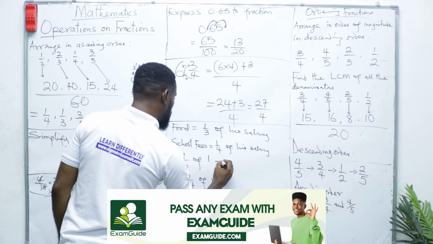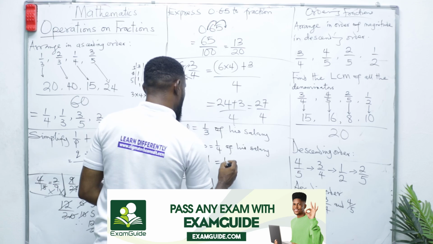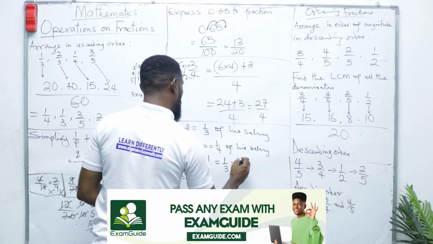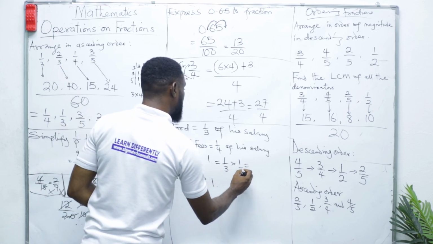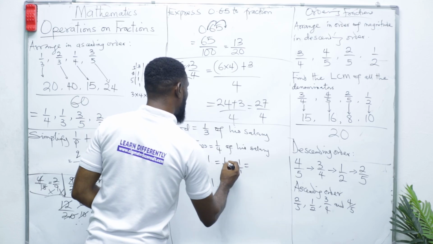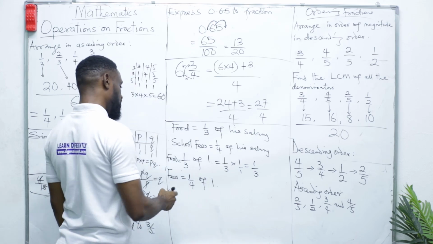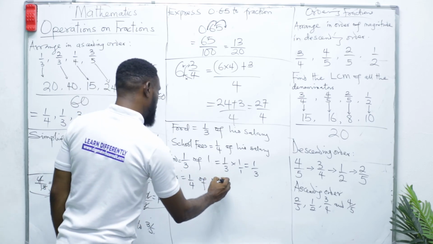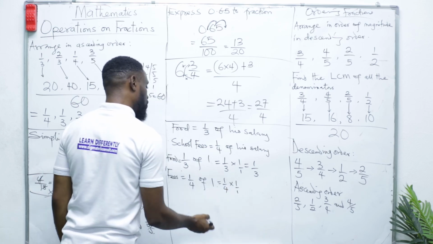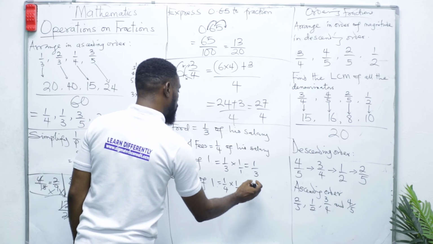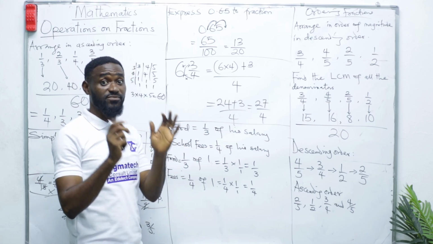So this will be equal to, anytime in mathematics you see of, it means times. So this is 1/3 times 1. Do you get that? So this will be equal to 1. Remember the rule, 1 times 1, 3 times 1. So 1 times 1 is what? 1. 3 times 1 is what? 3. Do you understand that now? Why for this one, this will now be equal to 1/4 times 1. So 1 times 1 is equal to 1. 4 times 1 is equal to 4. Do you understand that now? That's the first thing you do.